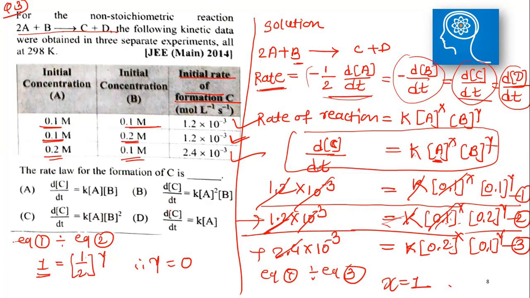कुठलं ऑप्शन करेक्ट आहे? B to the power 0 म्हणजे 1. ओके, म्हणजे पूर्ण इक्वेशन कसं येईल? d by dt of concentration of C is equal to K concentration of A to the power 1. म्हणजे नुसतं concentration of A. That is option D is correct because B to the power is 0.